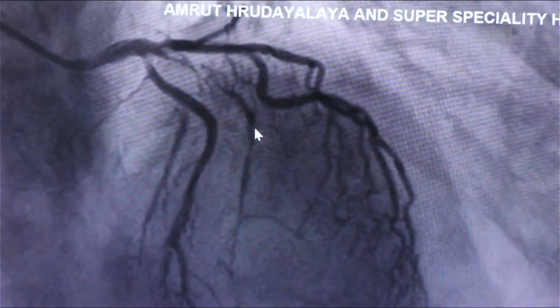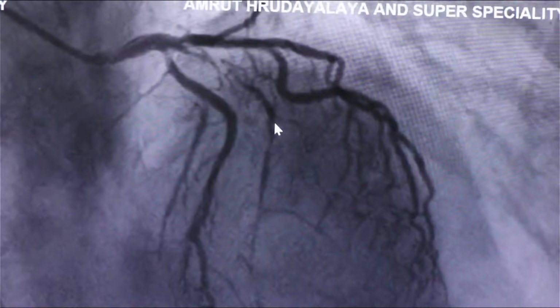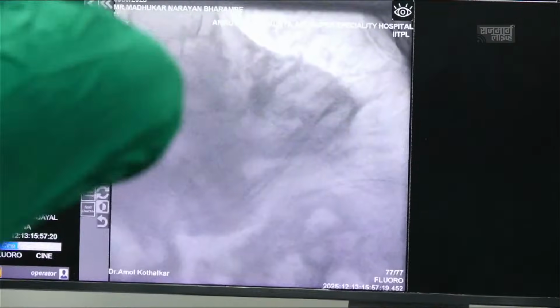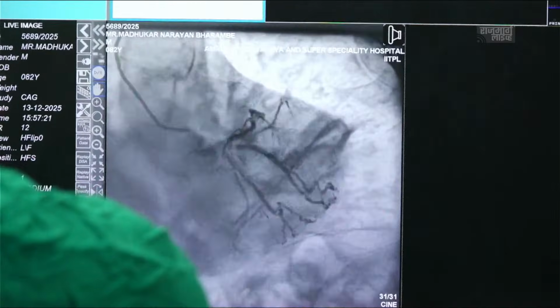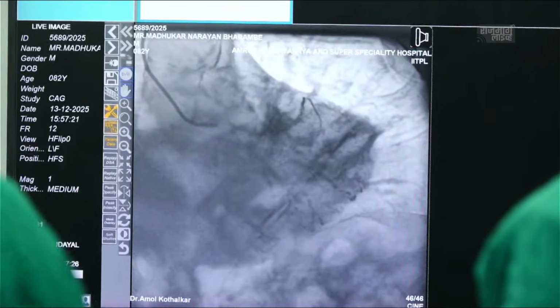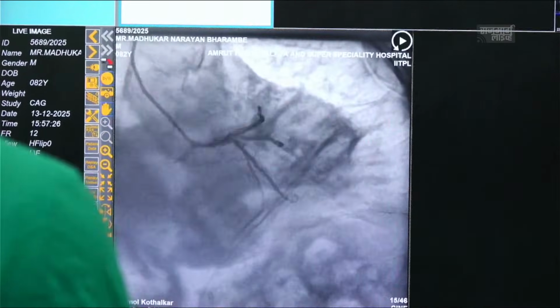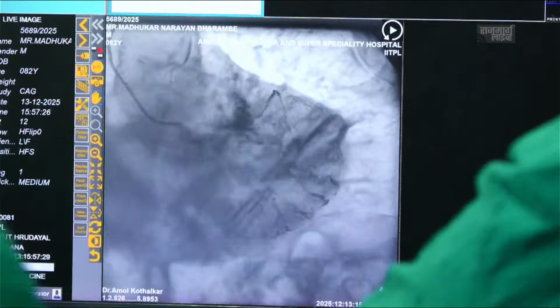So that is a very well filling vessel, and above that you can see there is a very tight lesion. So this patient has double vessel disease. The LAD is totally diseased, and the RCA ostium is totally diseased. This patient is going to require revascularization.